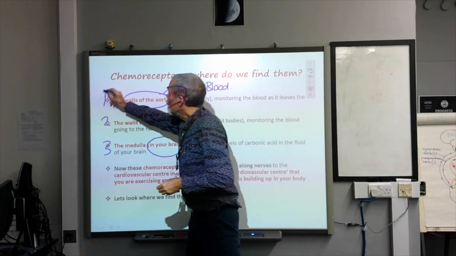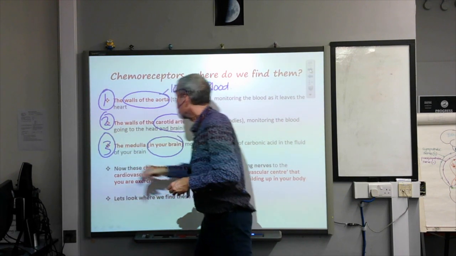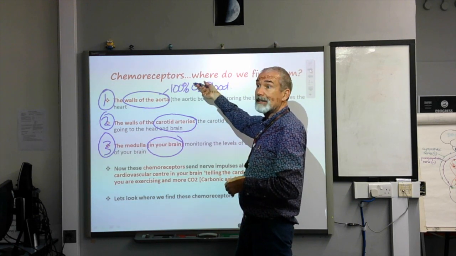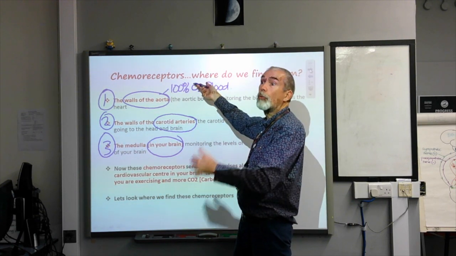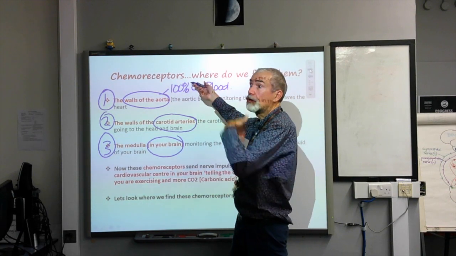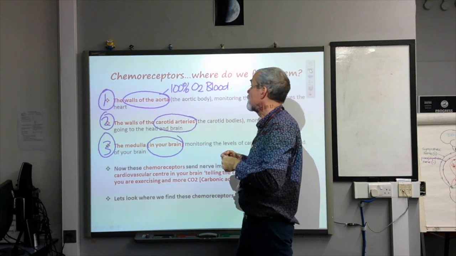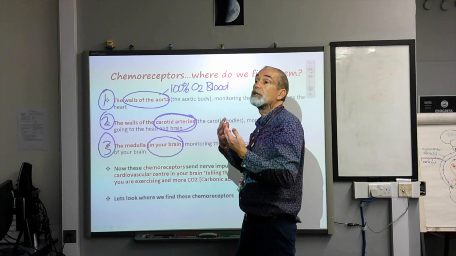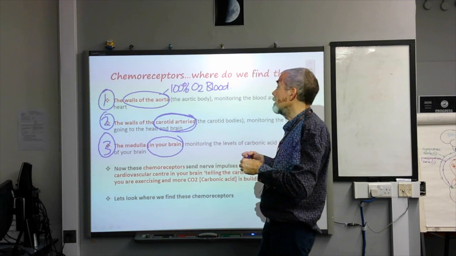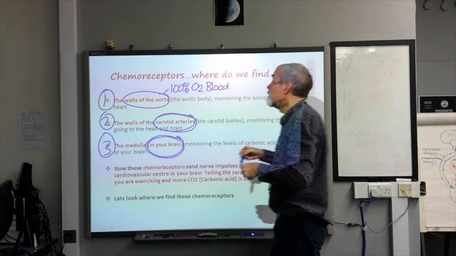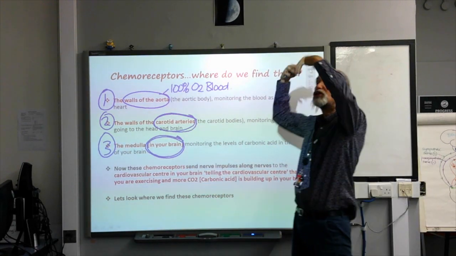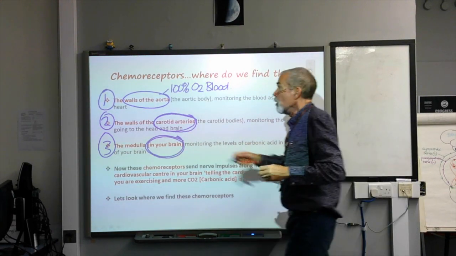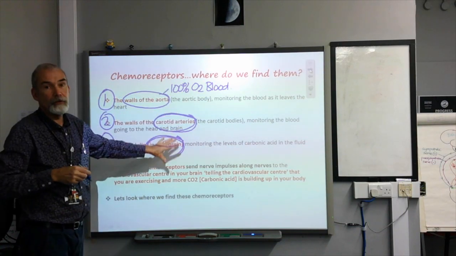Now you can see that these are all strategically placed. The walls of the aorta, that should be oxygenated blood. If we find carbonic acid there, it's an indicator that you're exercising and that we're not getting rid of all of that carbon dioxide in the pulmonary loop of the circulation. If we find it in your carotid arteries, it means that you're not pumping enough oxygenated blood to your brain, kind of a dangerous thing as well. And thirdly, a fail-safe: if we detect carbonic acid in the fluids surrounding your brain, again, your heart needs to work harder.